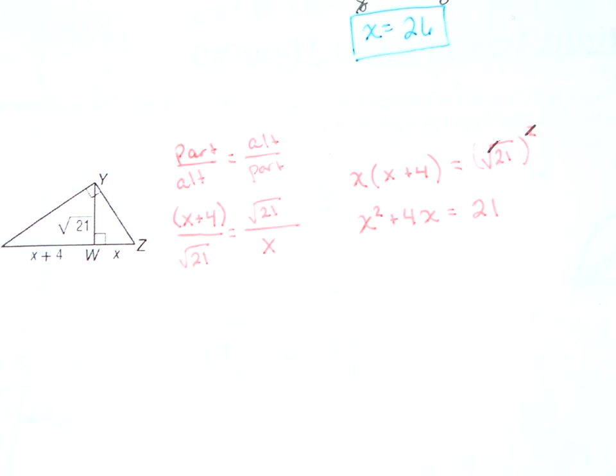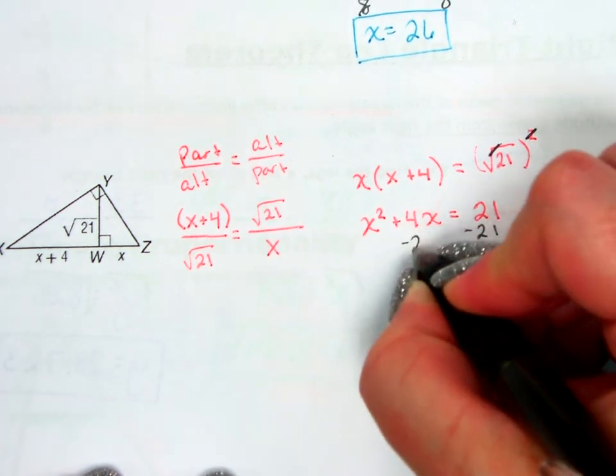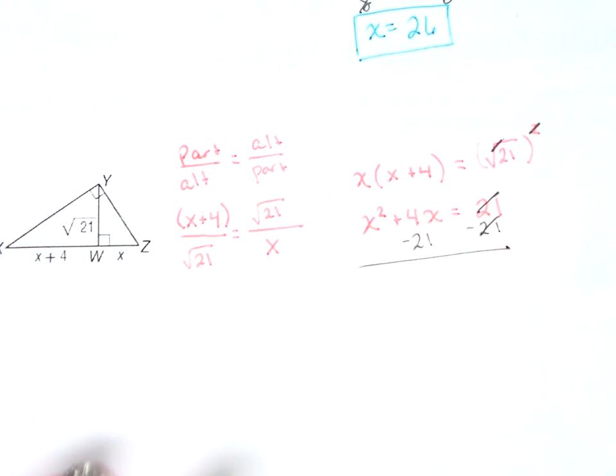Now, yesterday we talked about if you have an x squared in an equation and that's all you have, it's easy to solve. Or if you have an x in an equation and that's all you have, it's easy to solve. But when you have an x squared and an x, you have to factor, which means it has to be set equal to 0. So that's what I'm going to have to do here. I'm going to have to set this equal to 0. So I'm going to subtract 21 on both sides.